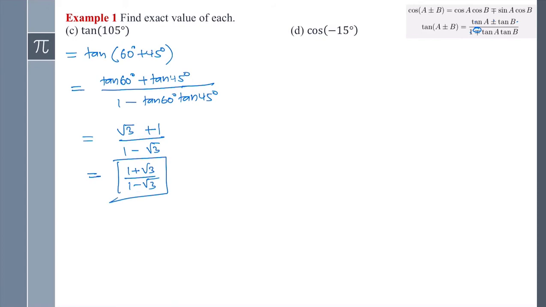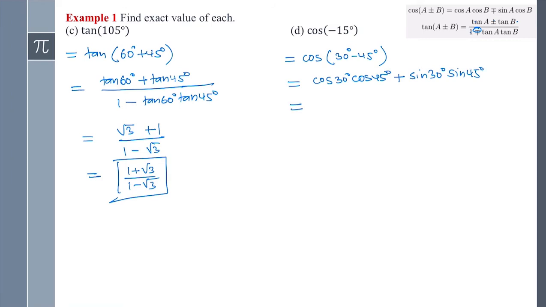Now cosine 15 degrees, just be careful here, we have a negative angle, so we can rewrite this as cosine, either we can write 45 minus 60, which gives us negative 15, or we can do 30 minus 45. So let's do 30 minus 45 degrees, okay? Now we are going to use the cosine A minus B formula, which is cosine A cosine B. If we have minus, for cosine we have plus here, so plus sine A sine B.